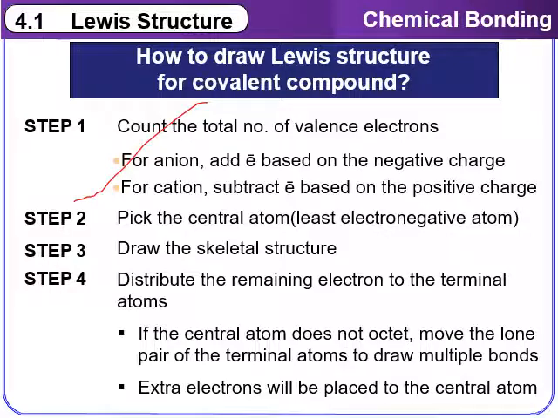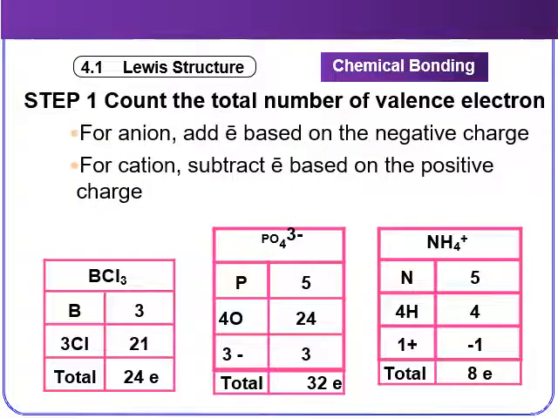Okay, let's start to learn how to draw the Lewis structure for a covalent compound. Okay, so to emphasize again, the steps shown here are to draw the Lewis structure for a covalent compound. Let's start with step number 1. We are going to count the total number of valence electrons.